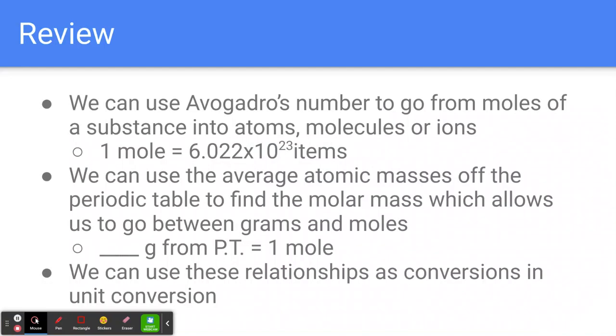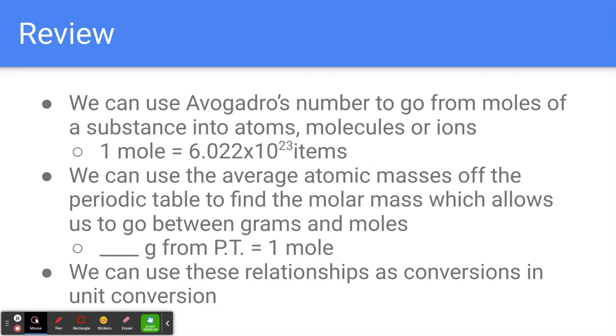Just to review, we can use Avogadro's number to go from moles of a substance into atoms, molecules, or ions. We can use the average atomic masses off the periodic table to find the molar mass, and the molar mass allows us to go from grams to moles. An important thing to remember here is that the grams you find from the periodic table always need to go with 1 mole. Today we're going to introduce using the coefficients from the balanced chemical equation.